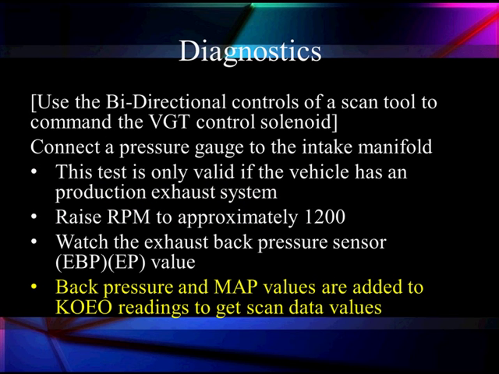We're going to use bidirectional testing controls of the scan tool to command the VGT control solenoid. We're going to connect a pressure gauge to the intake manifold. This test is only valid if the vehicle has a production exhaust system. We can't guess what it's going to be if you've changed the exhaust system, added turbos, low restriction exhaust, whatever you want to do. We're going to raise the RPM up to about 1200 RPM, and we're going to watch the exhaust pressure sensor.